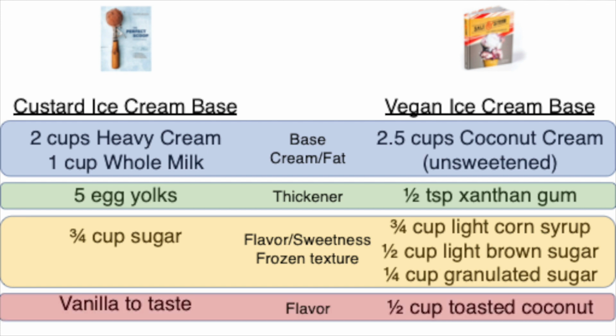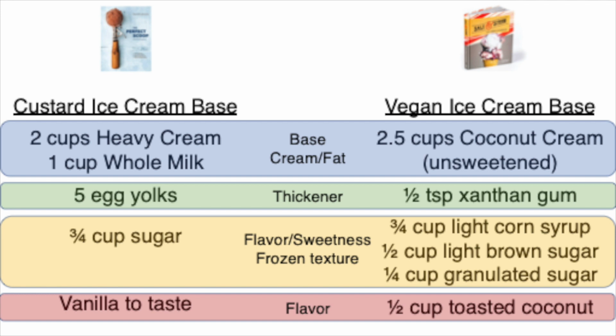All right, the final thing that we have here is extra flavorings that you're adding. For our custard ice cream base, we're adding some vanilla. And for the vegan ice cream base that I'm going to go through and make in just a moment here, we have some toasted coconut.